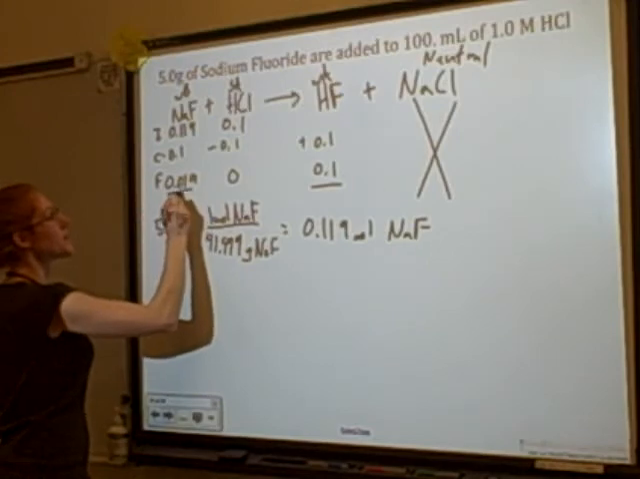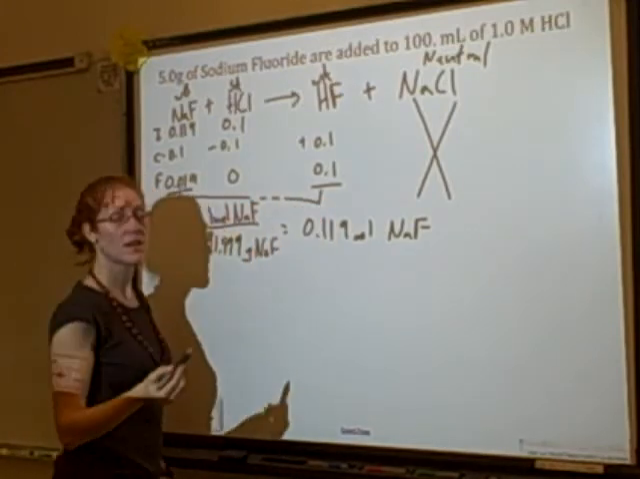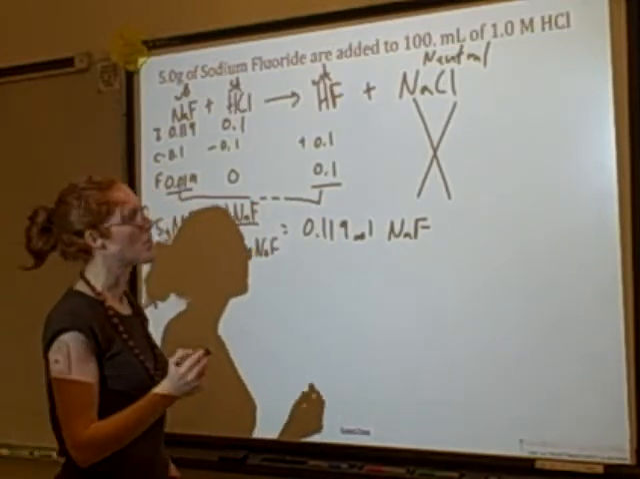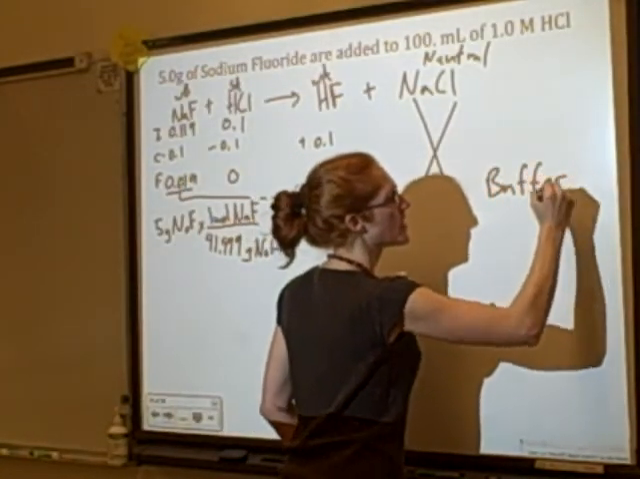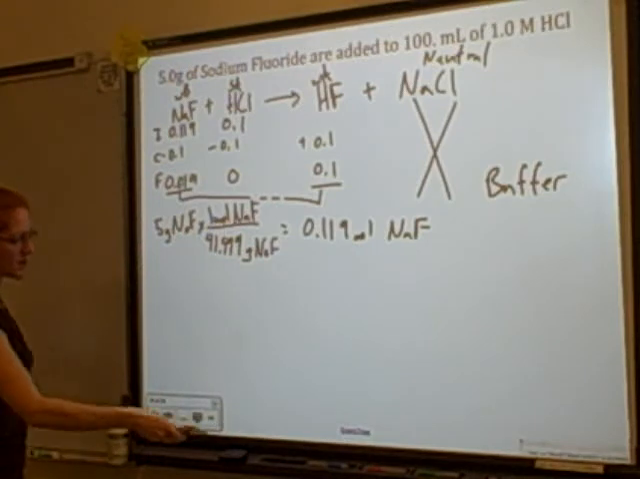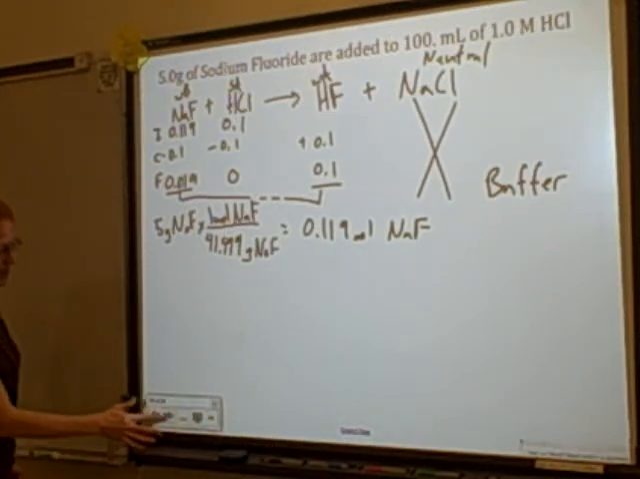So I have weak base and conjugate weak acid. Since I have both the conjugate weak base and weak acid, this is a buffer. I would use the Henderson-Hasselbalch equation if I wanted to know its pH, so we'll do that another day.